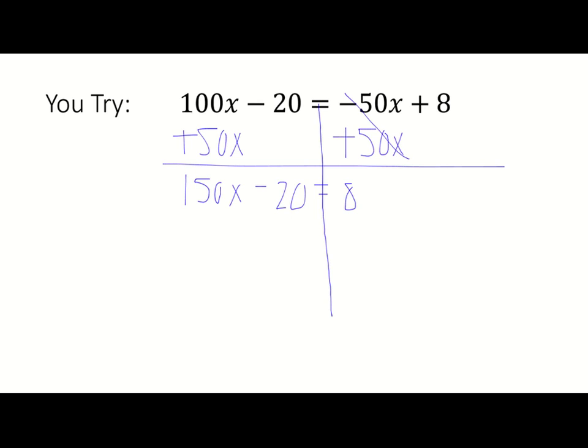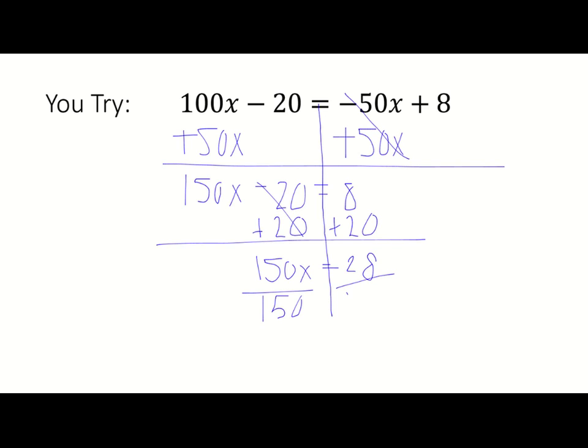From here, to get the x term by itself, I'm going to add 20 on both sides. So I'm going to have 150x equals 20 plus 8 is 28. And then divide by 150. Now clearly 150 is not going to go into 28 because it is just too big of a number. So I'm going to leave my answer as a fraction, but I want to make sure I simplify that fraction. So 28 and 150, both of those numbers are even, so I know I can divide them both by 2.